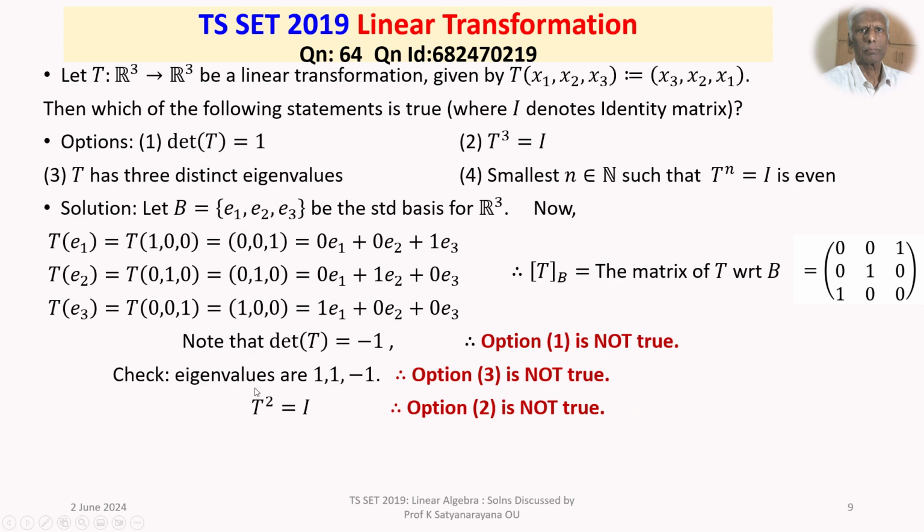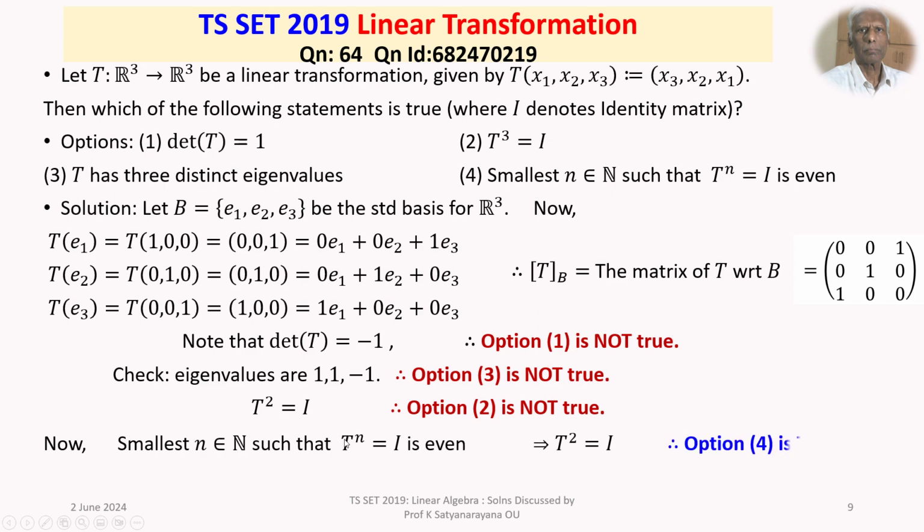But now you see T square is equal to identity, and this is true for the smallest natural number n where n is even. That is option 4. The smallest natural number n such that T power n is equal to I is even. The smallest such n is 2, and we have already seen T square is equal to I. Therefore, option 4 is true, and the answer to this question is option 4.